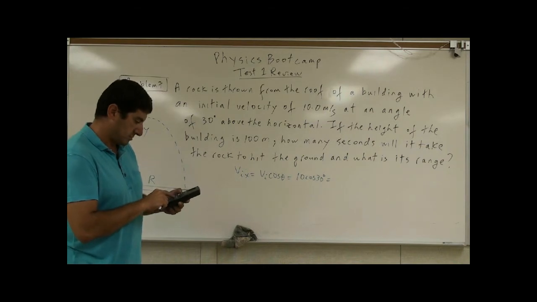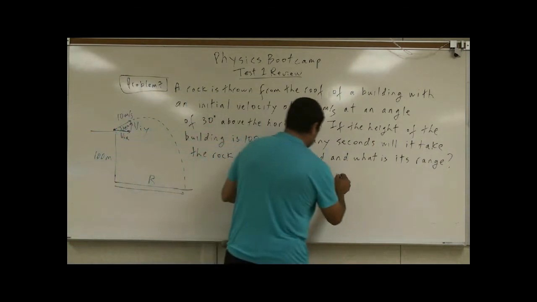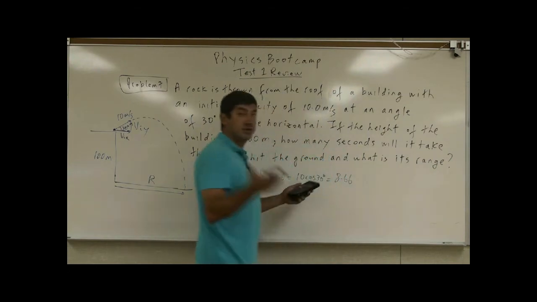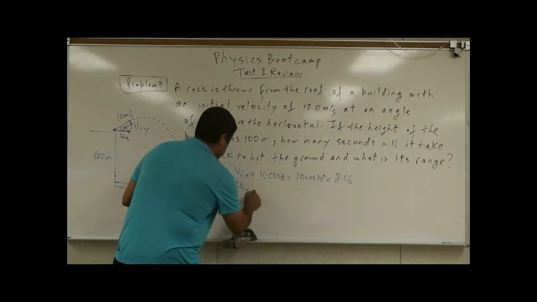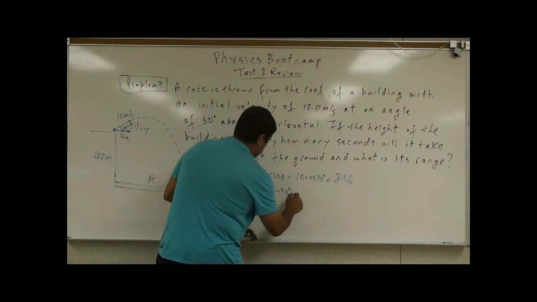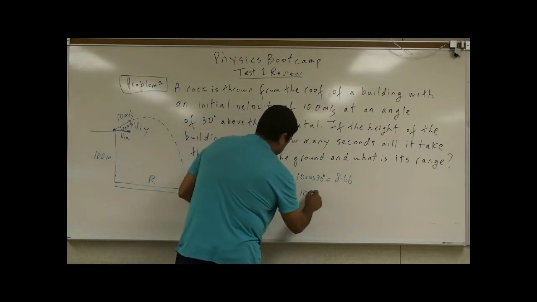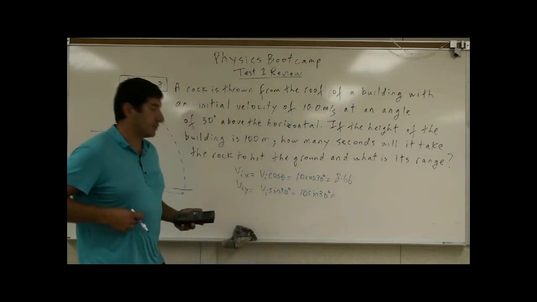10 cosine 30 gives you 8.66, because cosine 30 is root 3 over 2, right? And then v initial y is equal to v initial sine 30, so that's 10 sine 30. Sine of 30 is 1/2, so that's going to be 5.